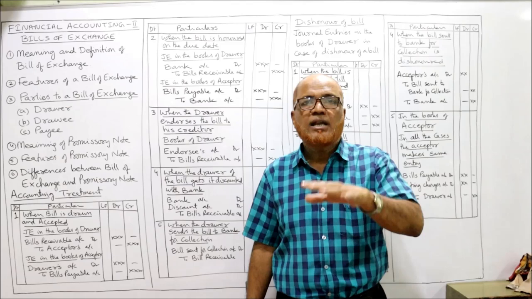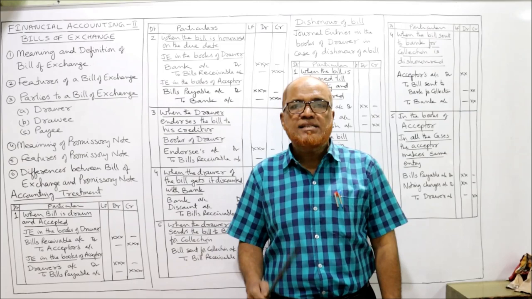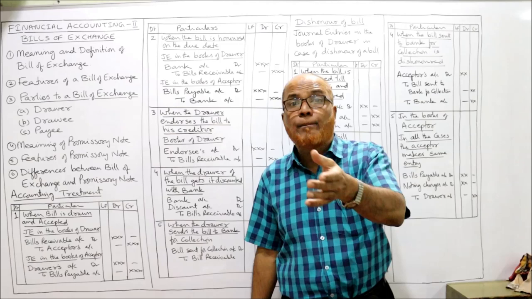Second difference is, the bill of exchange will be prepared by the seller and sent to the buyer. Whereas in case of promissory note, it is prepared by the buyer only.